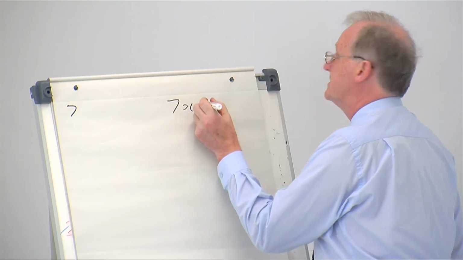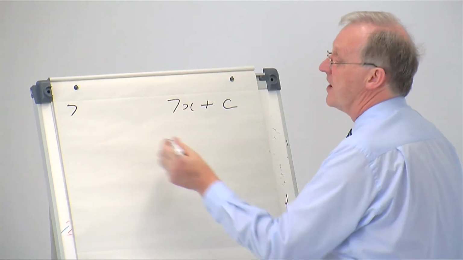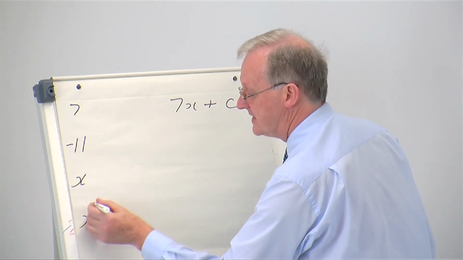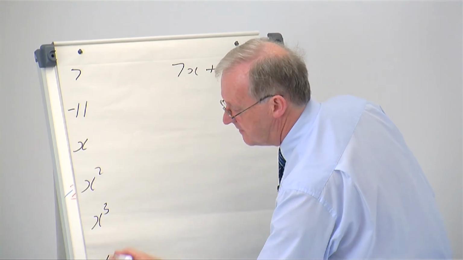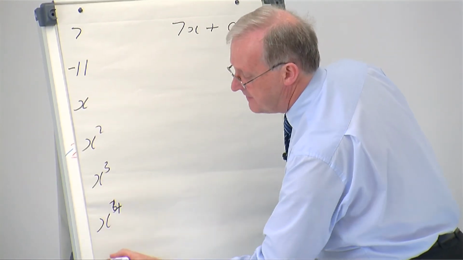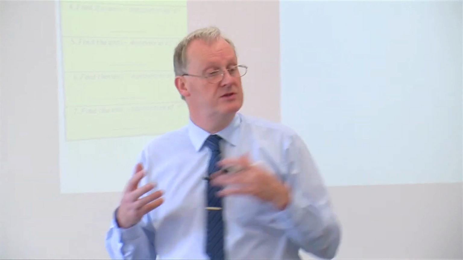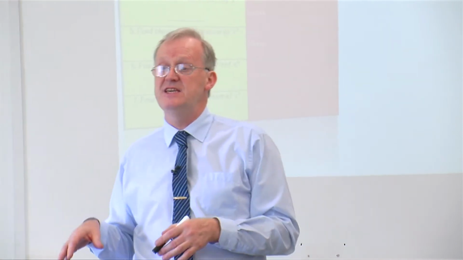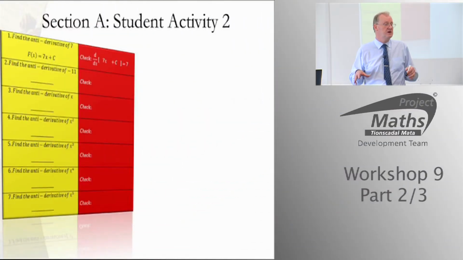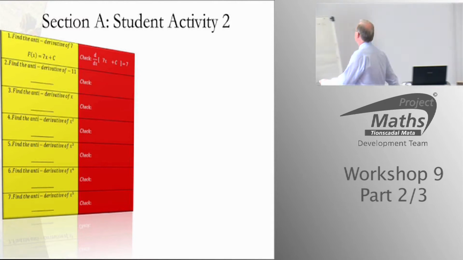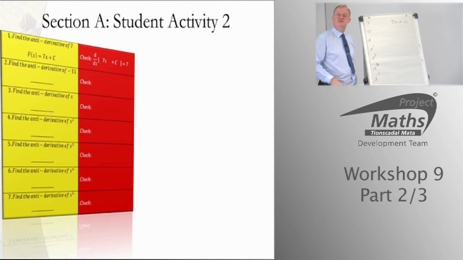It's 7x plus c. They're also asked to find the antiderivative of minus 11, of x squared, of x cubed, of x to the power of 4, of x to the power of 5, as many of them as you like. Now listen to what you're asking your students to do. We've explained to them what antiderivative is. Have we given them any antiderivative techniques, or rules, or methods? We haven't. Yet we're asking them to find the antiderivative of these things.